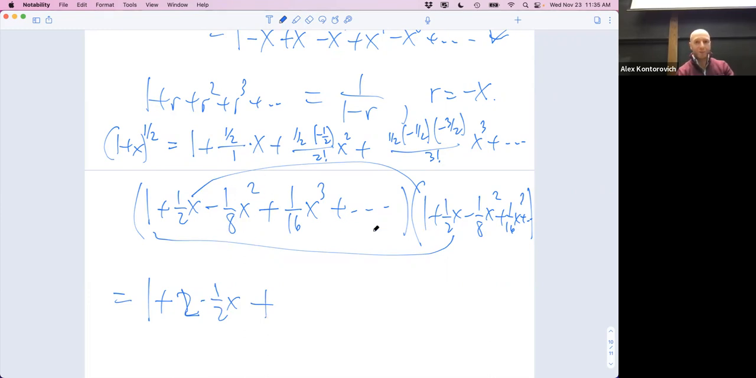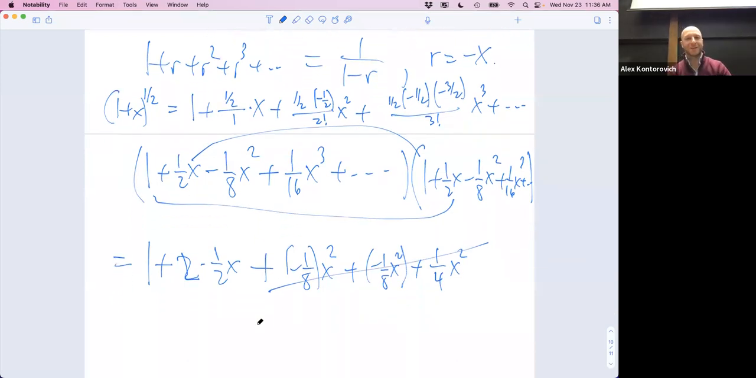How do I get an x squared term? There's this thing times 1. So that's negative 1/8 times x squared. There's this thing times 1. That's another negative 1/8 x squared. There's also 1/2 x times 1/2 x. That's 1/2 squared, that's 1/4 x squared. That's the only way I can get an x squared term. Everybody see that? What's negative 1/8 plus negative 1/8? Negative 1/4 plus 1/4. There's no x squared term.